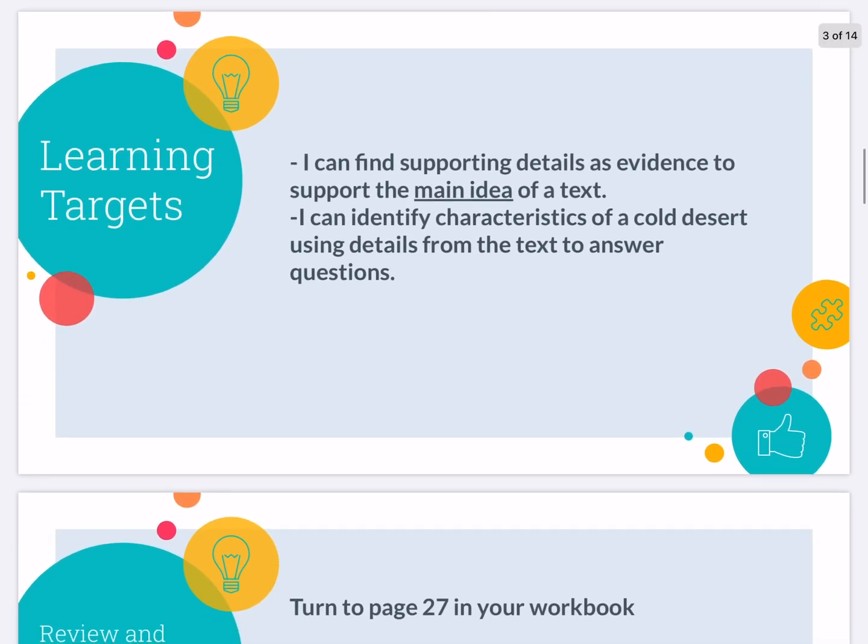Hopefully it does. Now, our learning targets for today are that we can find supporting details as evidence to support the main idea of a text. This is something that we practice with our Mojave Desert article, so you should be kind of familiar about this. If you didn't do the Mojave Desert article yet, you might feel a little lost. Hopefully you've done that as well. Now, another part is that we can identify characteristics of a cold desert using details from the text to answer questions.